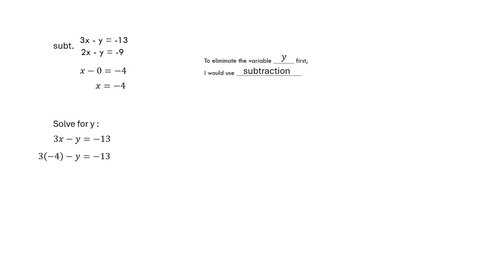In this example, we have negative y and negative y. So by using subtraction, we could eliminate the y variable. Once we have a value for x, we plug it back into one of the equations, leaving us with a value of 1 for y. So our point of intersection will be negative 4, 1.